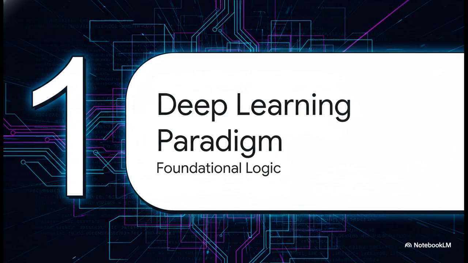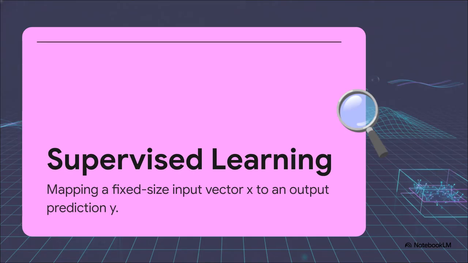Section 1. The deep learning paradigm. Before we start building a network, we absolutely have to define its foundational logic and operational mandate. Let's anchor ourselves on this core definition. Supervised learning is strictly about mapping an input matrix to an output prediction. You start with an input, x, which has to be encoded into a numerical vector.